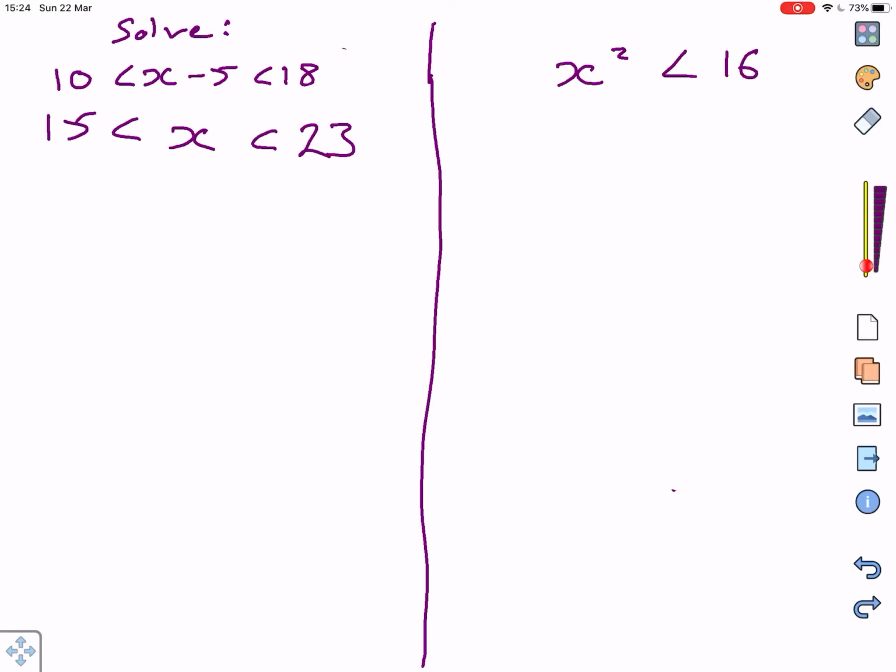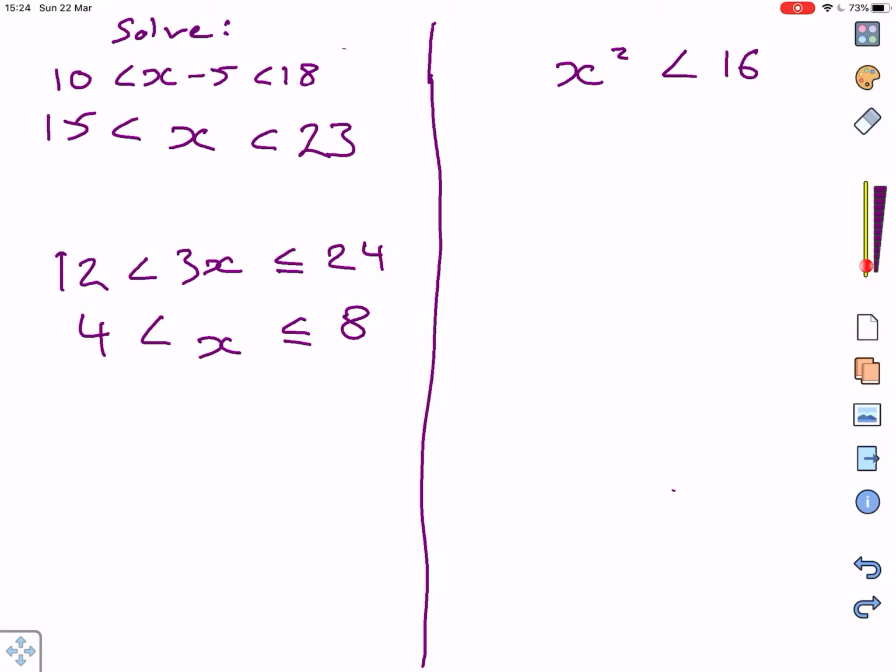If I just do one more, there's another example that is like this. 12 is less than 3x is less than 24. If I want to get just x in the middle, I need to divide by 3. So I need to divide the left-hand side by 3 to get 4 and the right-hand side by 3 to get 8.